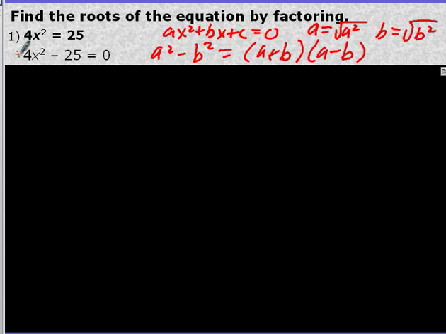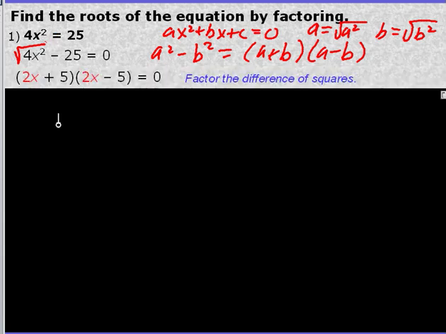If I square root this, the square root of 4 is 2. Square root of x squared is x. So a is essentially 2x. The square root of 25 is 5. So this turns into 2x plus 5 and 2x minus 5. It's the special product, the difference of two perfect squares.